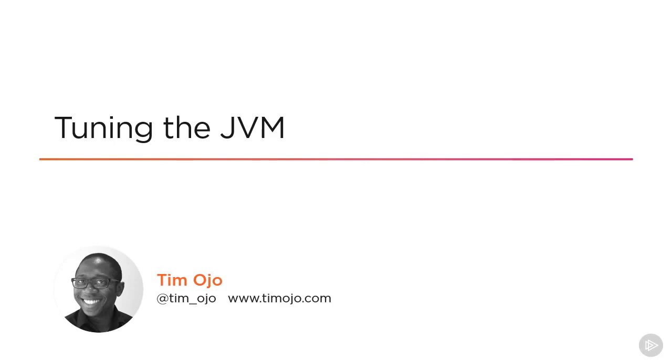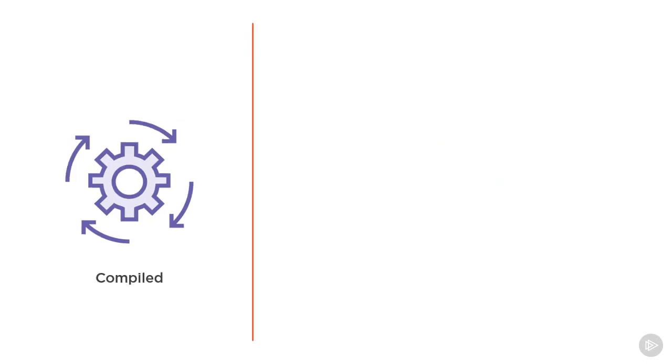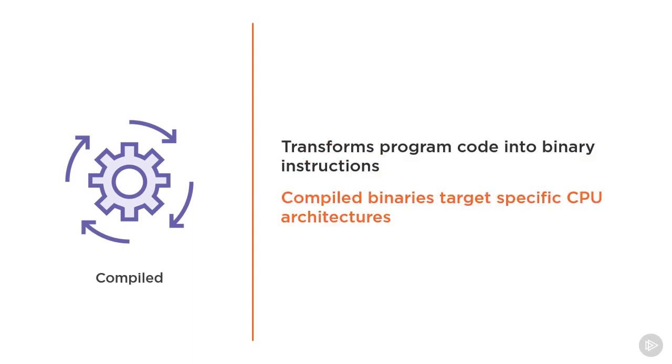There are two types of programming languages: compiled languages and interpreted languages. Compiled languages, like C++ and Go, take the program code and transform it into files containing the instructions to execute in binary or assembly form. This process of transformation is called compilation. The compiler produces binaries that target a specific CPU architecture and are optimized to run efficiently on that CPU architecture.